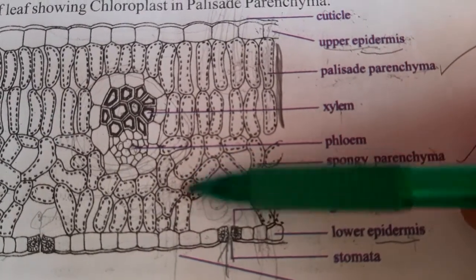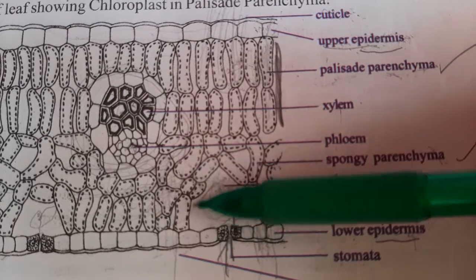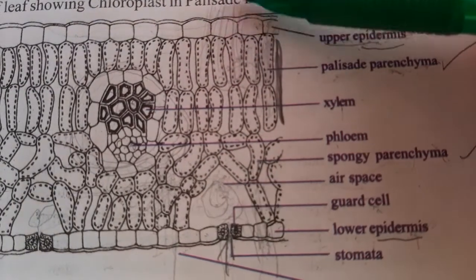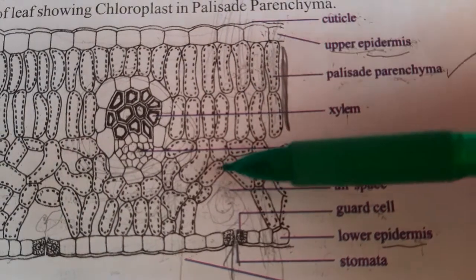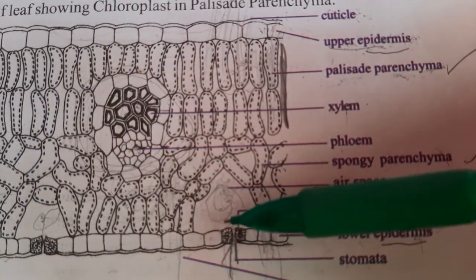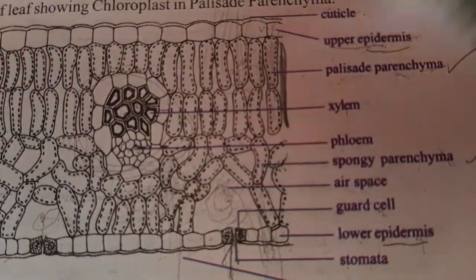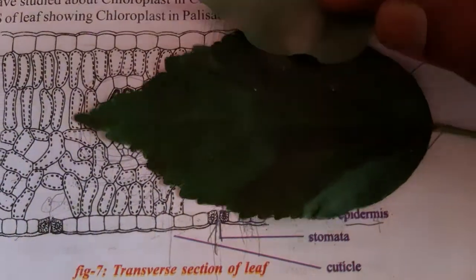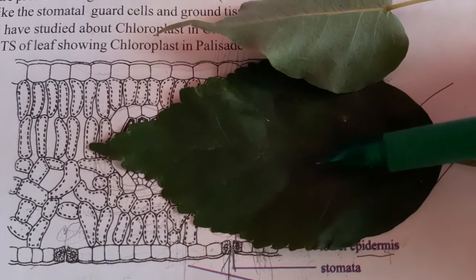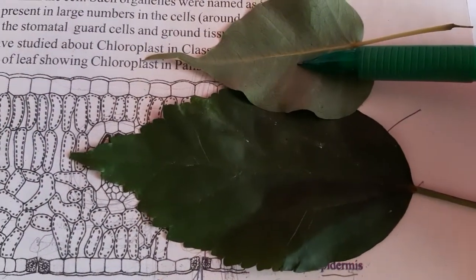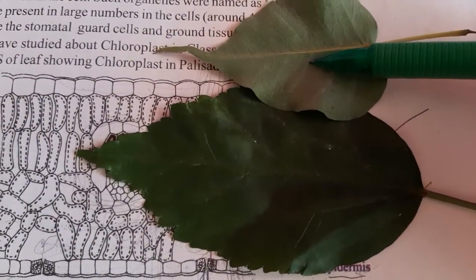So in this lower side, the chloroplast number is less compared to the upper side. So the upper side of the leaf appears dark green, lower side of the leaf appears light green. So here observe. So this is upper side of the leaf dark green. So this is lower side of the leaf light green.